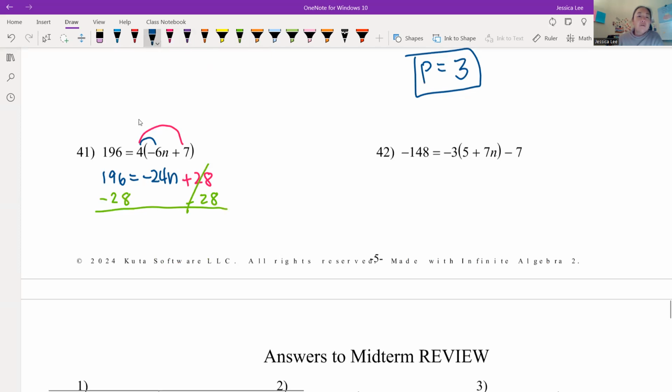Right? And then we have 196 minus 28, which is going to be 168. All right, is equal to negative 24n. And then we're going to just divide by negative 24. Divide by negative 24. And we get n is equal to, let's see here, negative for sure. It's going to go in there 7 times.